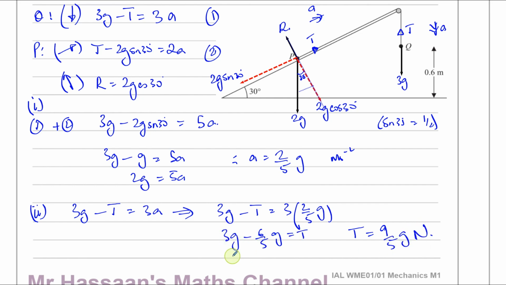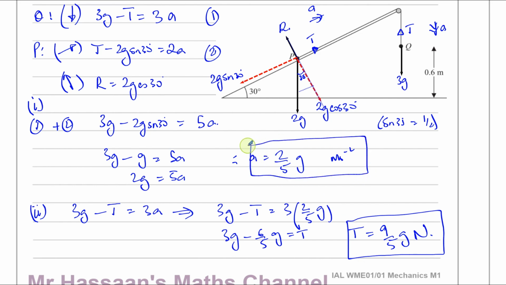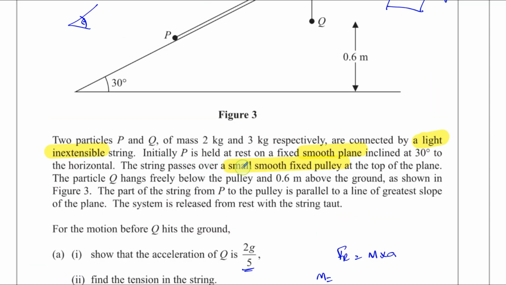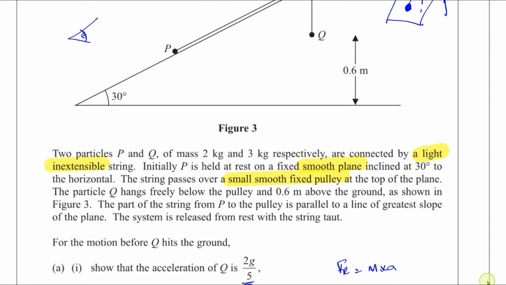So that's 15 over 5 minus 6 over 5, that's 9 over 5g newtons. So there we have our tension, and there we have our acceleration. And there's part A completed. Now we're going to go on to part B.